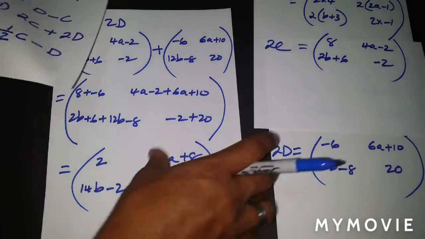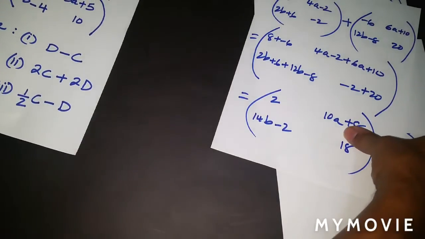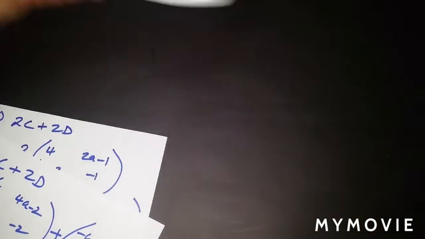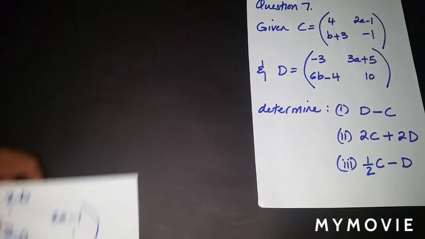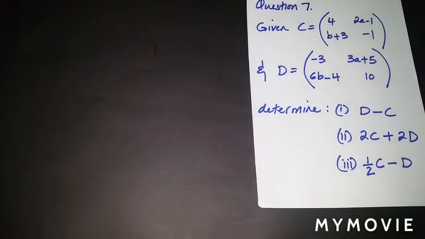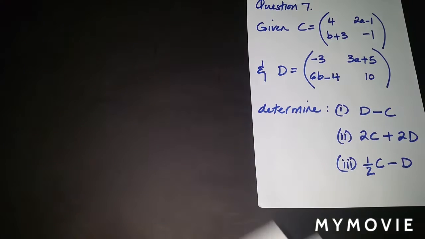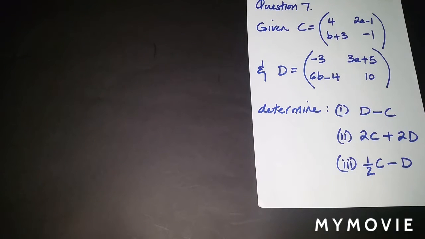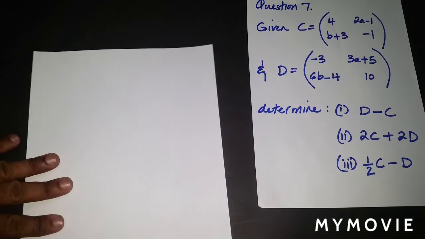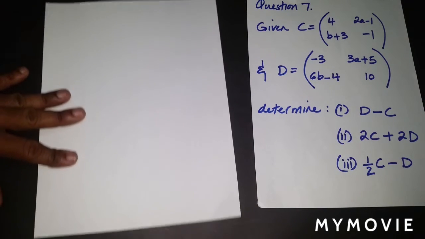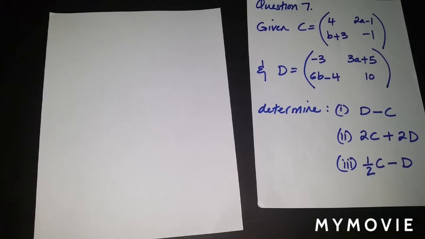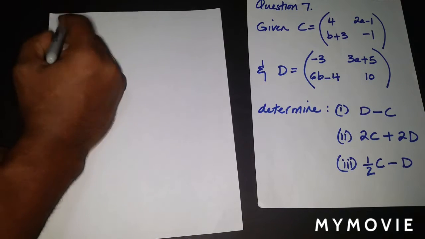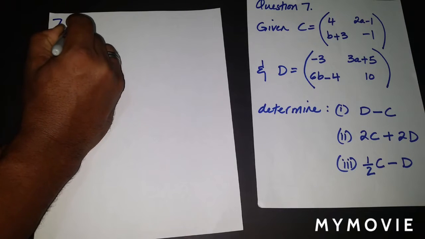So we're moving on to the last part now. All right. And that part is half c minus d. All right, so let's get to doing that quickly. So question 7 part 3.